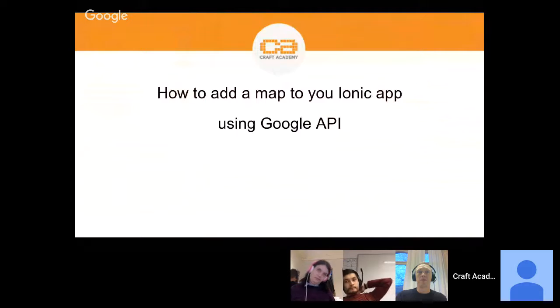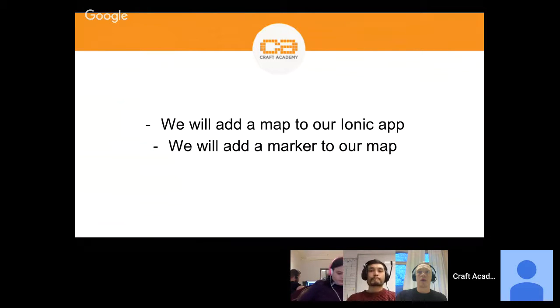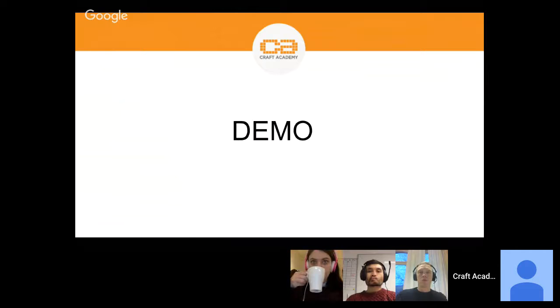I will show you how to add a map to your Ionic App using Google API. And we will add the map to our Ionic App, and we will also add a marker to the map. So if you want to display a special position, we will use a marker for that, right? And now over to the demo.